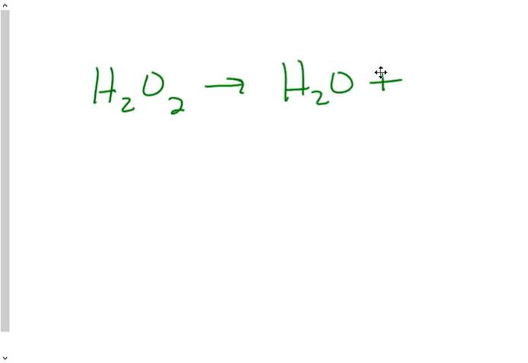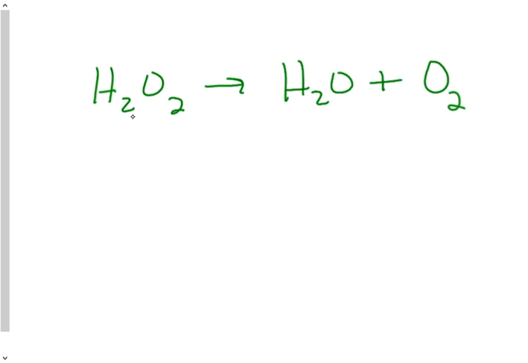Let's just try a really simple one with water, or even something as simple as hydrogen peroxide. So hydrogen peroxide, H2O2, breaks down to make water and oxygen. And that's the chemical equation there. Let's take a look and count the atoms on both sides to see if they're equal.